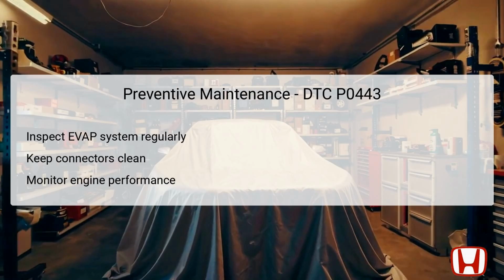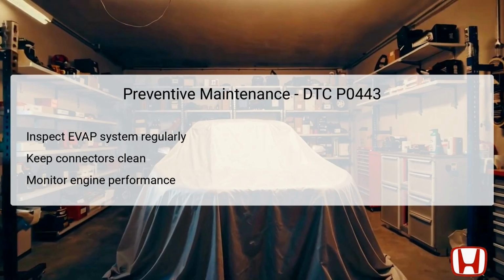Preventive maintenance is key to ensuring the longevity and effectiveness of the EVAP system and preventing future occurrences of DTC P0443. Regularly inspecting the entire EVAP system for visible signs of wear, loose connections, or damage to hoses can help mitigate issues before they develop into a fault.